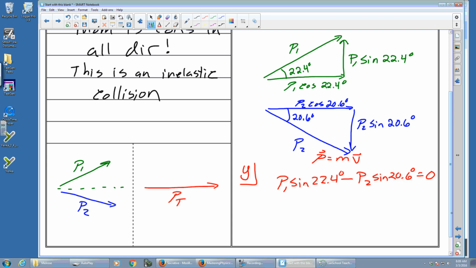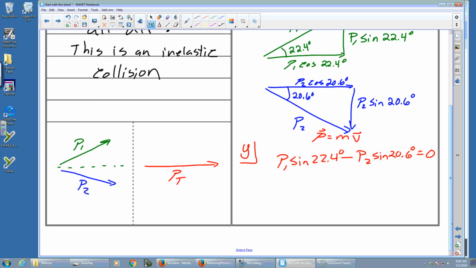And let's see, I'm going to just bring that one term over to the other side because I hate negatives, because I always mess them up. And substitute in for the momentum. So this would be mass 1, speed 1, sine 22.4. I've already taken care of the direction with my signs above. Equals mass 2, speed 2, sine 20.6 degrees.